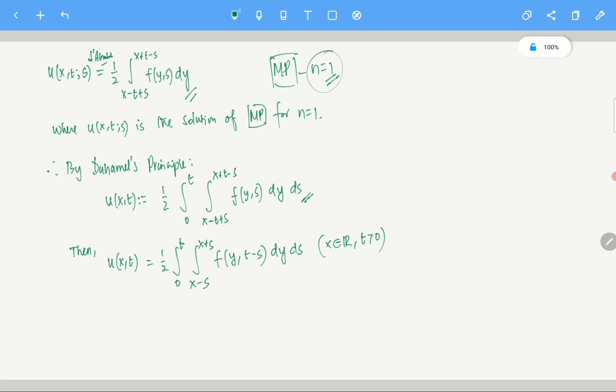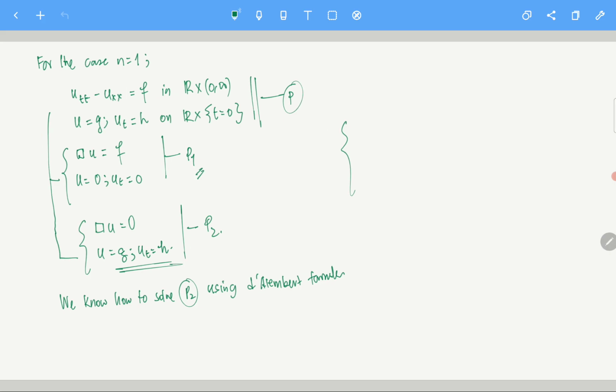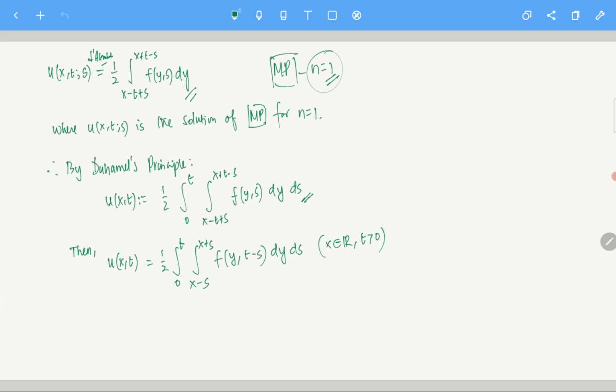Then you just use a change of variable and write it like this. This is the formula which you have for one dimension, the solution for the one dimensional equation. This is the formula for P1. Clear? Okay, so with this we are going to end this lecture.